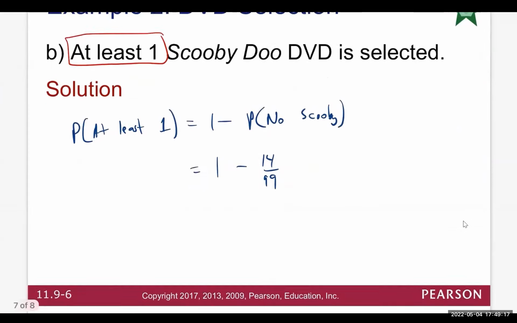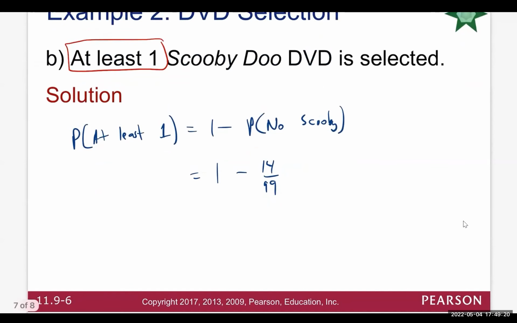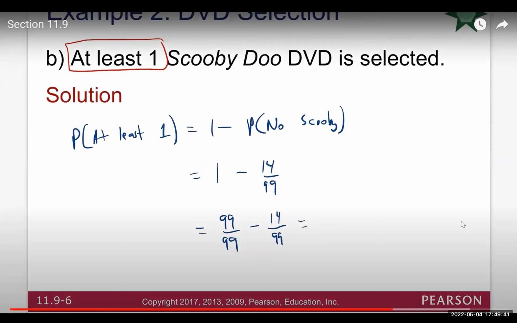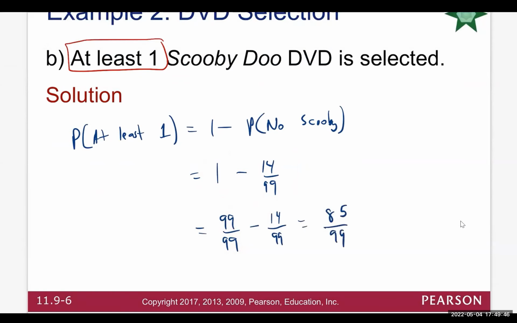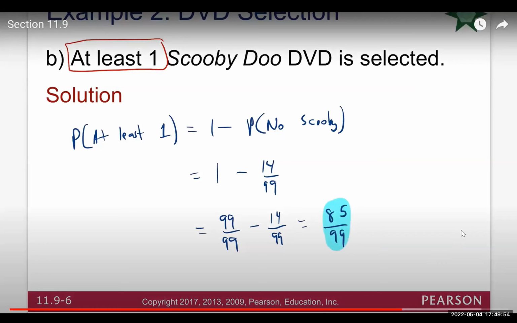All right, and then remember that technique that I showed you? Whenever you have a whole number minus a fraction, or 1 minus a fraction, you can always change the 1 to be a fraction with the same denominator as the fraction that you're subtracting. In this case, you want 99 over 99. That is equal to 1. And the reason I did that is so now I have a common denominator. So 99 take away 14 is going to be 85 over 99. All right, and so that will do it. That is the probability of getting at least one Scooby-Doo video if you're selecting 4.